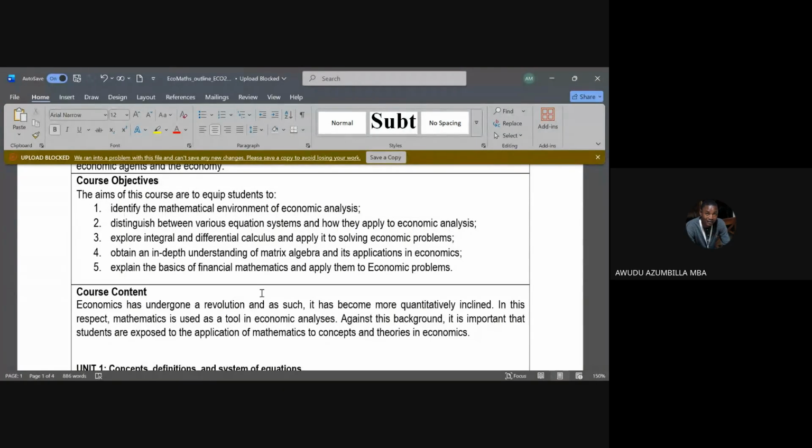Now, how these are relevant to economics is what we are coming to find out. So at the end of this, we expect students to be able to use the different types of equations that will be given to explain economic analysis. Then we'll also be doing some integration and differentiation, simple basic ones, not complex ones. And then at the end of differentiation and integration, we should be able to apply them in solving economic problems. So we just need the basic ones, not the complex ones, to do that.